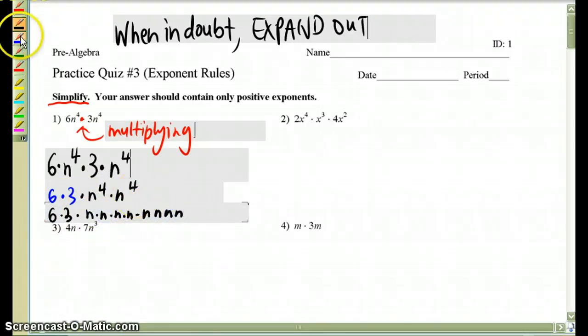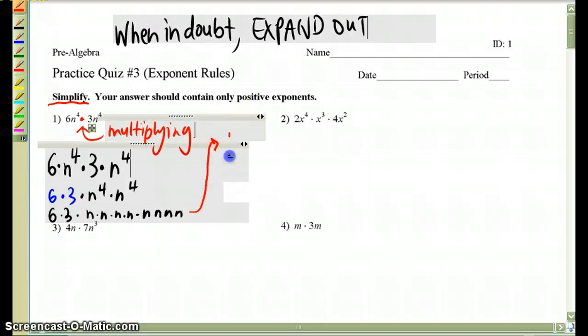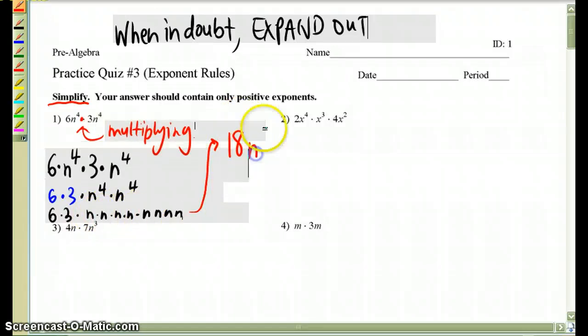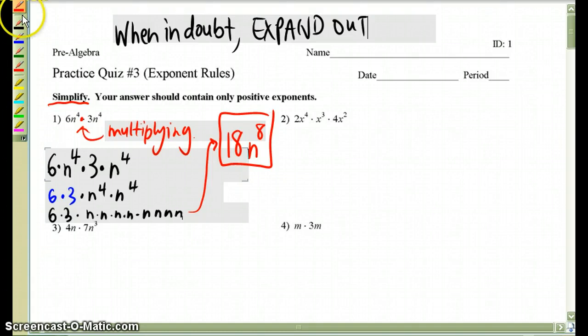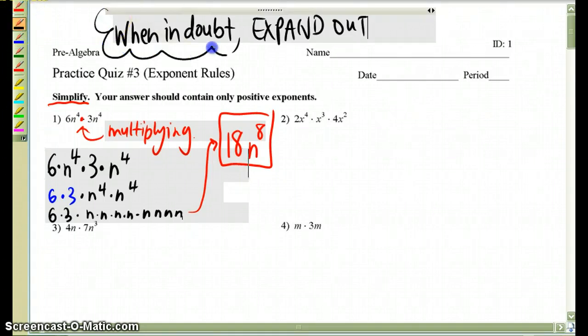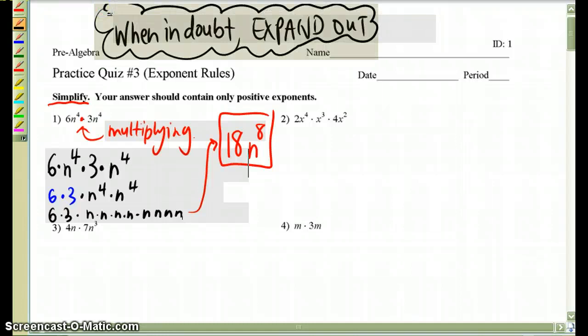Okay, and then if I simplify, remember the process that I'm taking is to simplify. If I simplify, then I can multiply the 6 and the 3, which gives me 18. And then I'm going to count how many n's there are. So I have n, and then there are 8, so to the 8th power, and that would be my final answer. So of course you don't have to do it that way, but if you forget what to do, this is the safest way. So when in doubt, you expand out. And let's say you forget if you were to add something or multiply or maybe subtract something, then just expand it out and check your work that way.